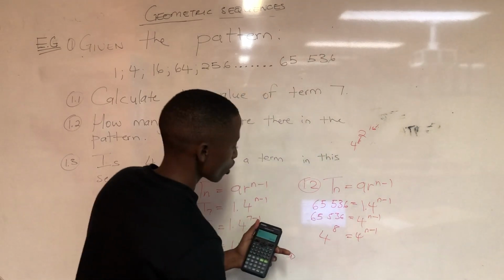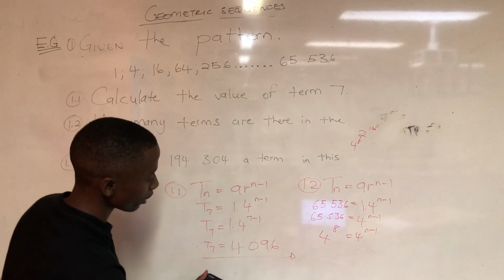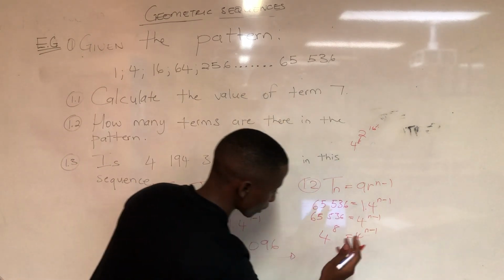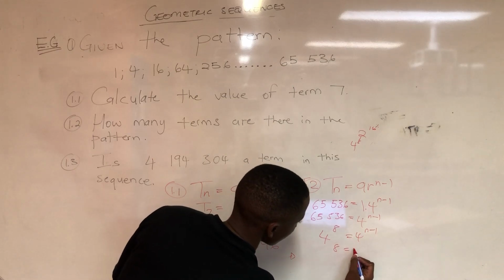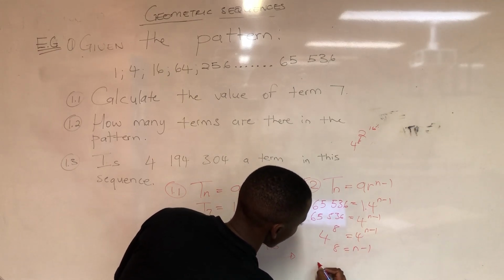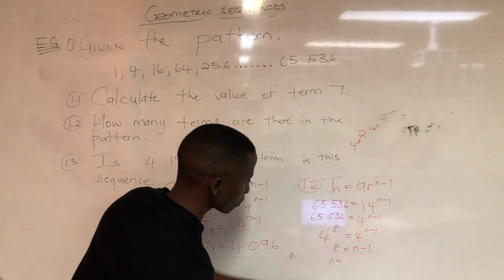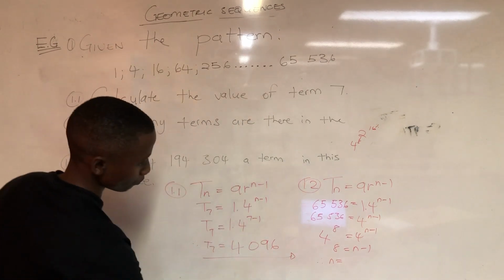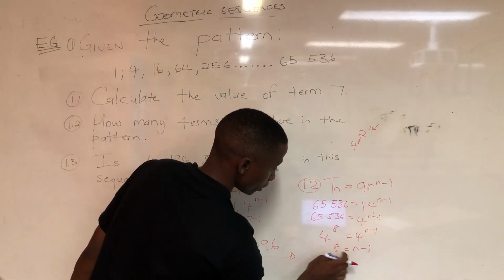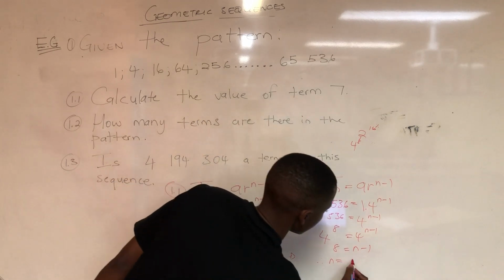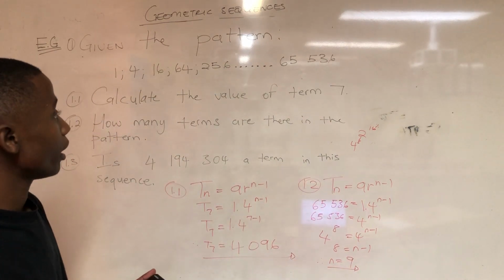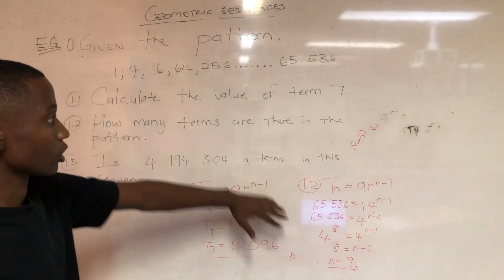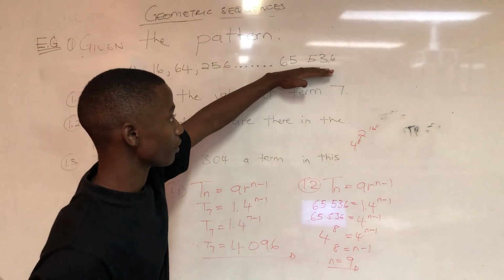So 4 to the power of 8 is equal to 4 to the power of n minus 1. Let's bring down the powers, so we have 8 is equal to n minus 1. And therefore, our n will be equal to 9. So we have 9 terms in that sequence, up until 65,536.